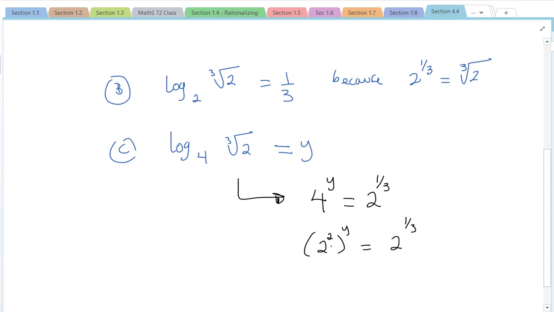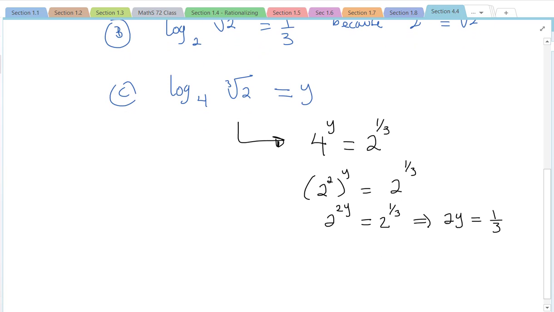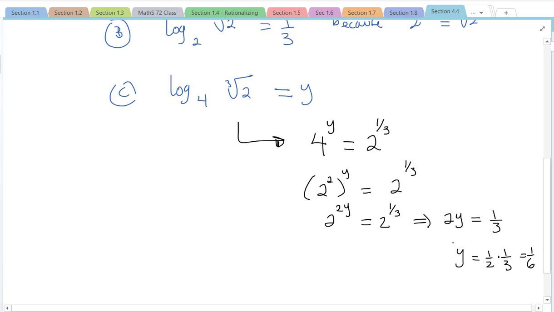And now I use my properties of exponents. Power to a power, we multiply. So this is 2 to the 2y equals 2 to the 1/3. Now that the bases are the same, if I have 2 to the something equals 2 to the something else, the exponents have to be the same since the bases are the same. So 2y equals 1/3. And now I can solve for y. Multiply both sides by 1/2 to get rid of this 2 here. So y equals 1/2 times 1/3, which is 1/6.